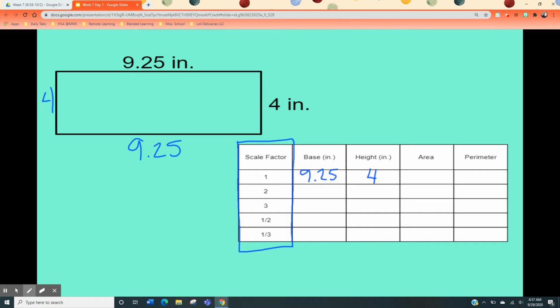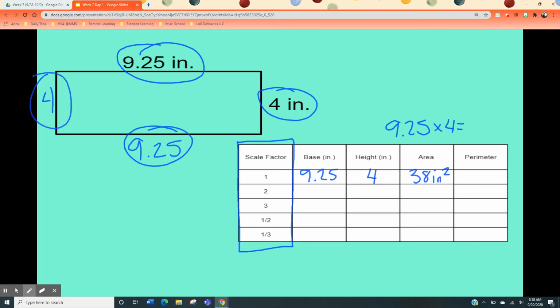So we know that for area, we would take 9.25 times 4 for my area, and that gives me 38 inches squared. And it's squared because when we talk about area, we always want to square our unit. Next, we know that for perimeter, we're going to take side plus side plus side plus side and see what that gives us. And it gives us 26.5 inches.